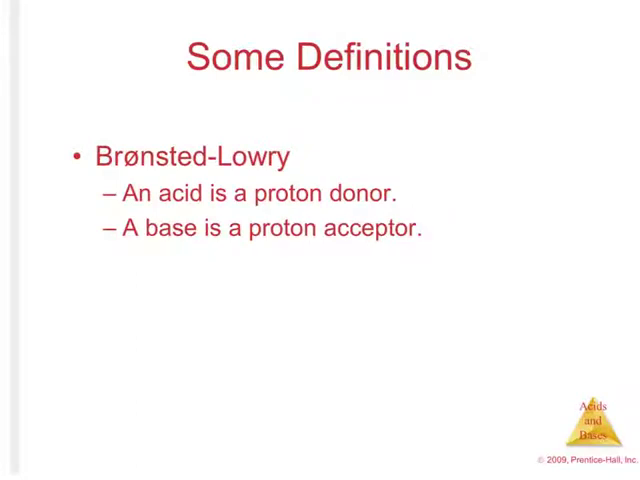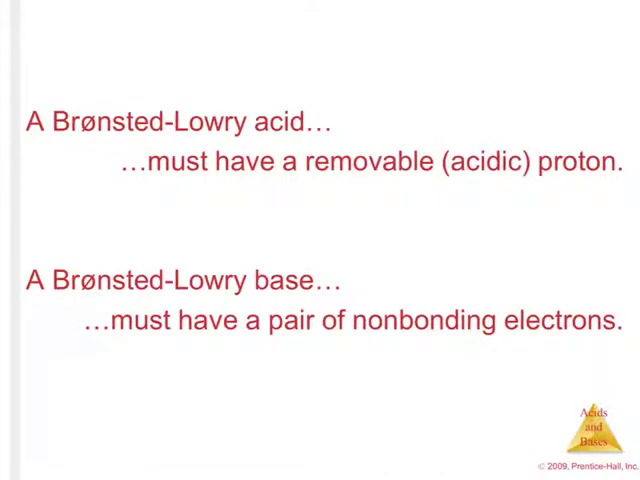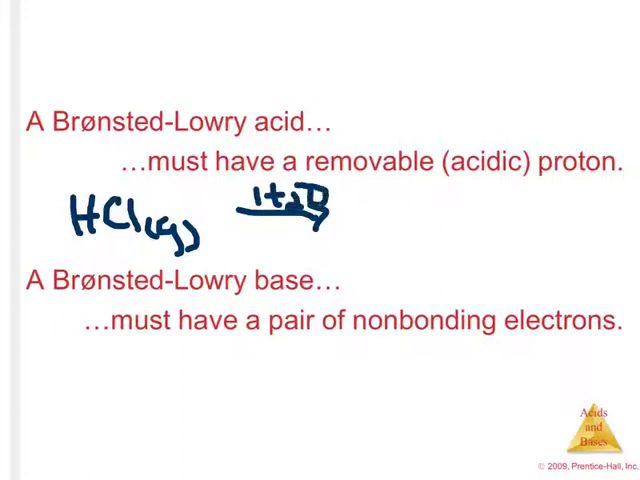The Arrhenius definition of an acid and base limits us to just aqueous solutions. But the Bronsted-Lowry definition is a little bit more broad, an acid being a proton donor and a base being a proton acceptor. And as a Bronsted-Lowry acid, it must have a removable or acidic proton. So hydrogen chloride gas then is a Bronsted-Lowry acid because in the presence of water, it's highly soluble, and so it will ionize, forming hydrogen and chloride ions.